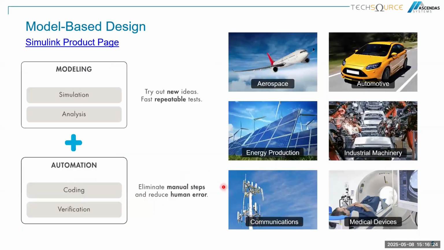This is for modeling, simulation, and analysis, and after this you can bring automation to test and convert this controller model to code, and you can do the verification also. So model-based design eliminates manual steps and reduces a lot of human errors in the workflow.